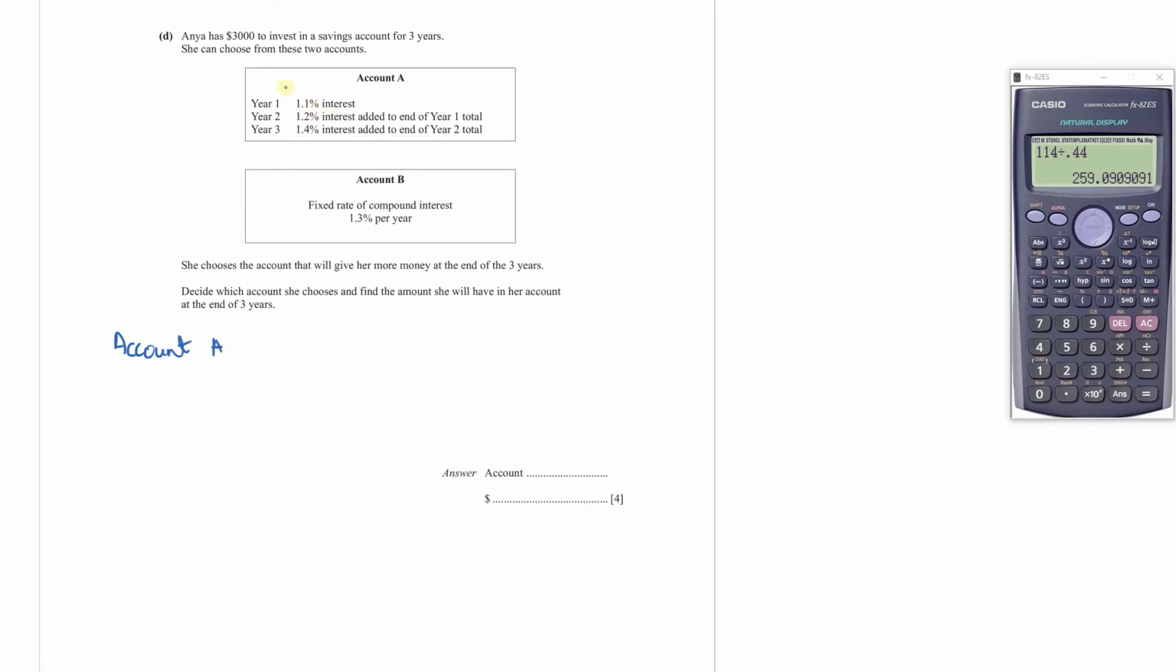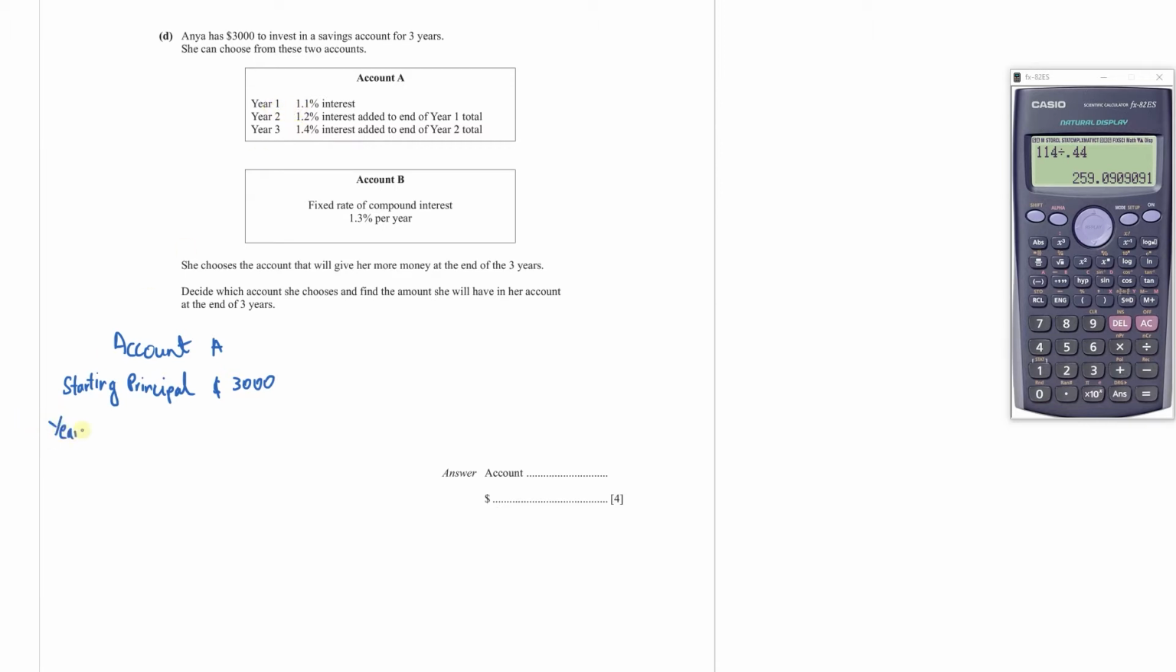So the principal amount at the start is $3,000. So let's first calculate how much money she will have after year one.